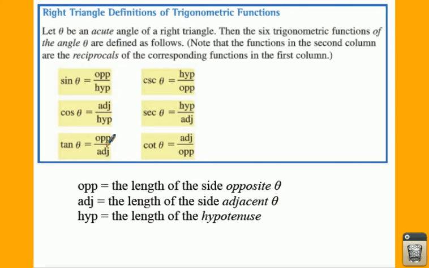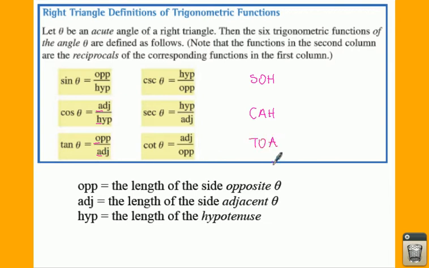So, if we remember back from way back when, sine of theta is equal to your opposite side over your hypotenuse, or something you may remember as SOH. Okay, there's your sine equals opposite over hypotenuse. Your cosine is equal to your adjacent over your hypotenuse, so you have an A and an H, so we call this CAH. And then we also have your tangent, which is your opposite over your adjacent, so we call that TOA.